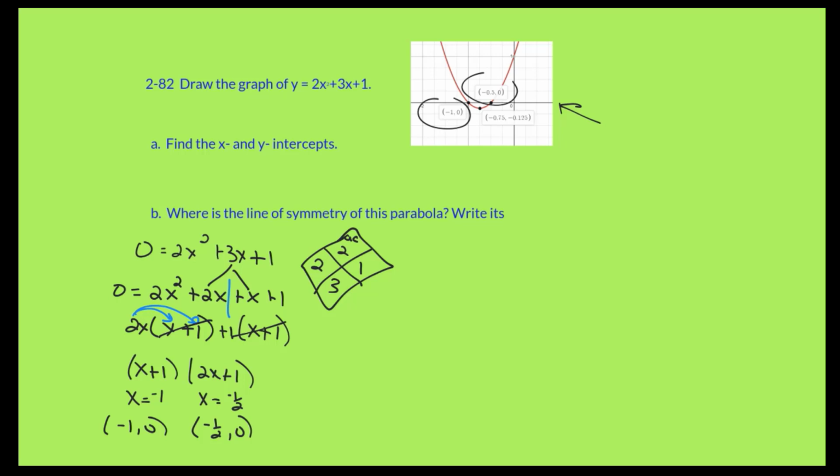Now, it also asks us to find the y-intercept. And so if we're finding the y-intercept, that means our x has to be 0. So 2 times 0 squared plus 3 times 0 plus 1, okay? That means y is going to equal 1, so our y-intercept is 0, 1, okay? And these are our x-intercepts.